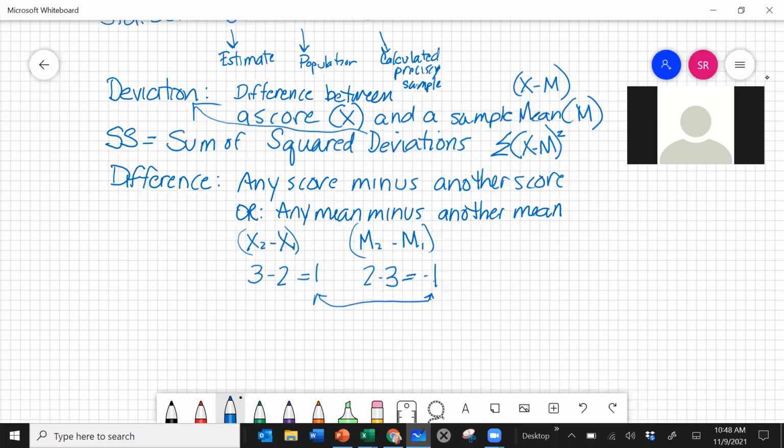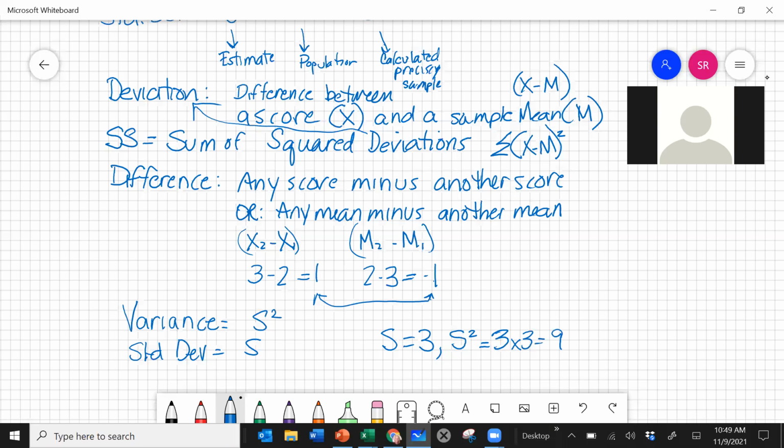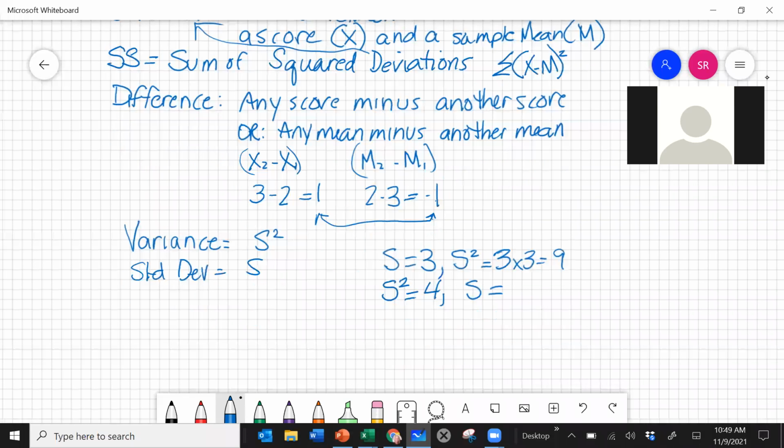And so now just one more quick review on variance and standard deviation. First of all, the variance is S squared, and the standard deviation is S. And so if S equals 3, what does the variance equal? The variance in this case equals 3 times 3, which equals 9. All right, next one I want you to answer. So just so you know this relationship, if we have S squared equals 4, what does S equal? We have to be able to confidently go back and forth in these. Then we would go to the square root of 4, which equals 2.